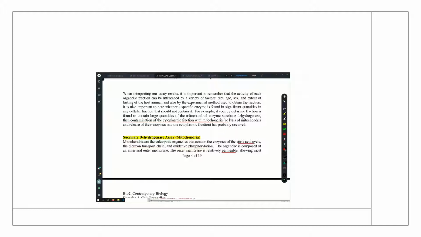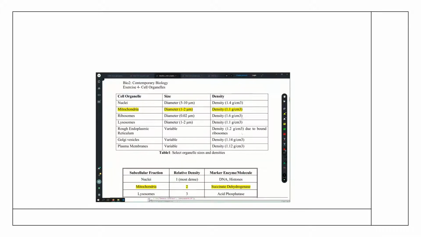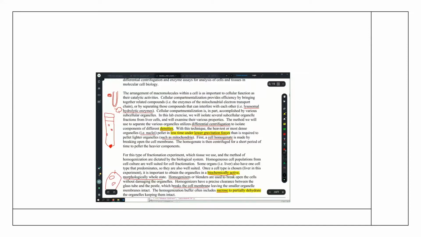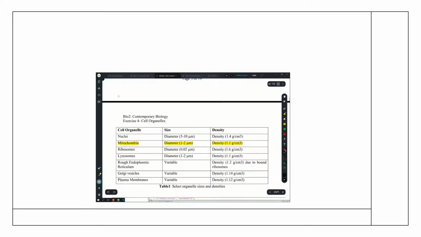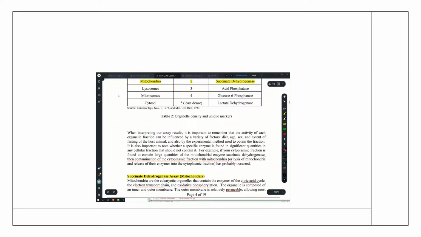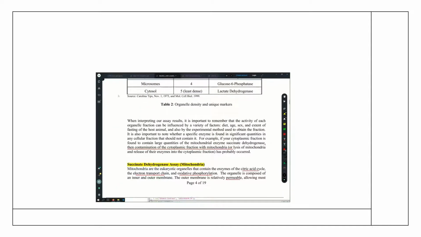So that means when we were using this pestle to break up the liver, it's possible that maybe we were too rough and maybe we broke the mitochondria as well. And that's why we have contamination. It went everywhere into all the fractions.